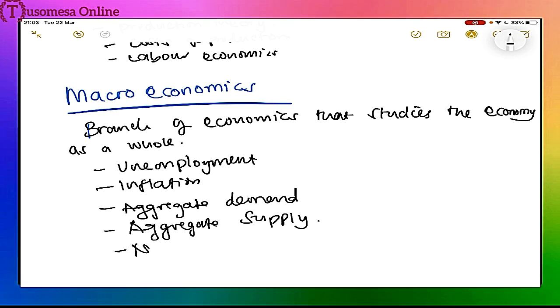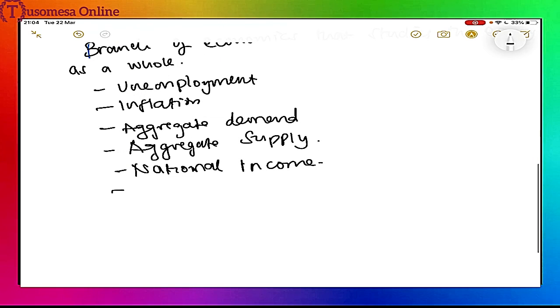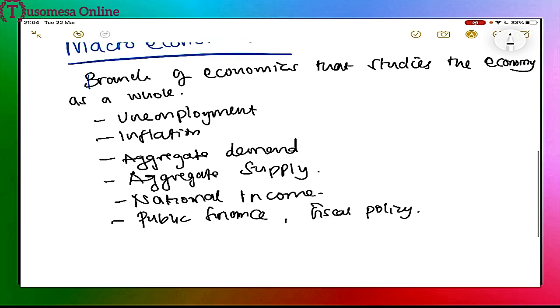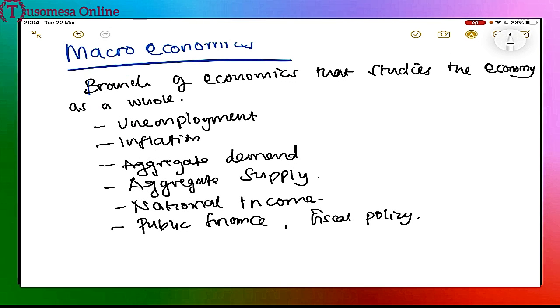We'll talk about the national income. That is the total income that is earned in the whole country. It is still under macroeconomics. And then we talk about things like public finance and fiscal policy. All these policies are under macroeconomics. So macroeconomics is the branch of economics that deals with and studies the economy as a whole.